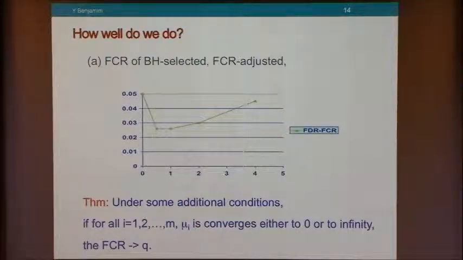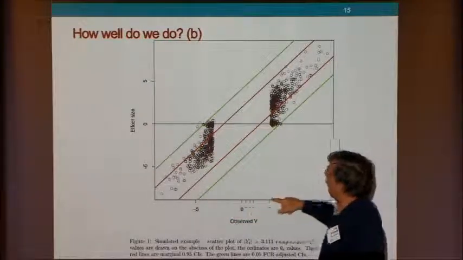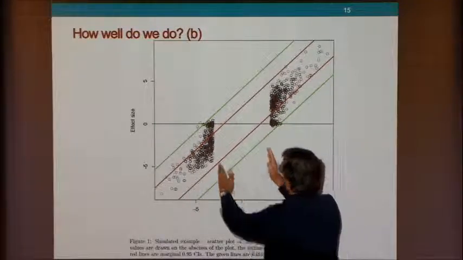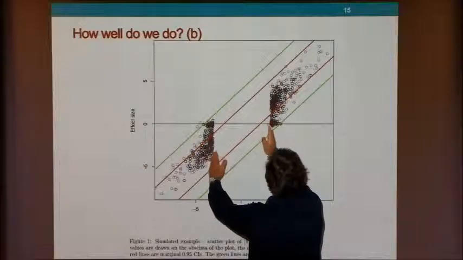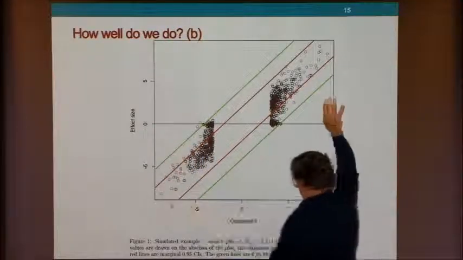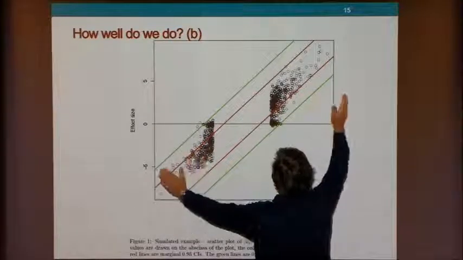And for that, I have to do a simulation and show you the result. So here there are 10,000 estimators, and here you have the observed y, and this is the effect size. And what you have is a threshold. It was done using a threshold of the BH. So only these were selected. And the selection was at 3.11. So these are the values that were selected.